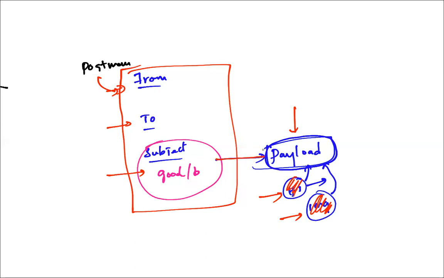So in a letter, you have the subject or the data, the main portion, the main body of the letter. Here in networking or in computers, we call that a payload. Okay, so what are these? This is from and to. What name do we give to these in networking? We call them headers.